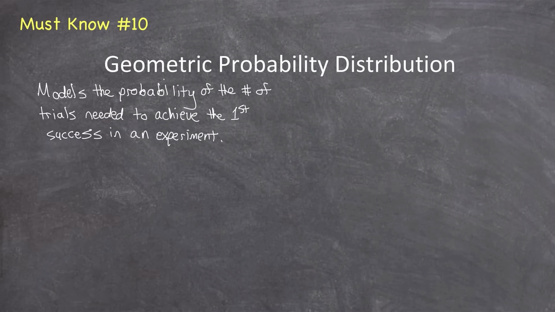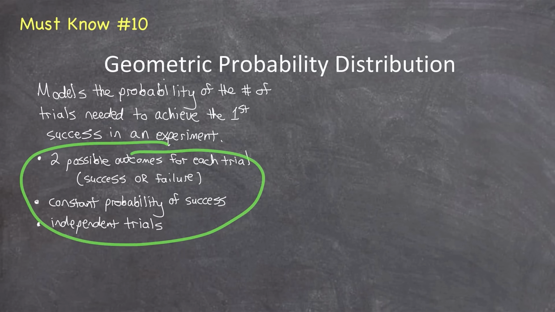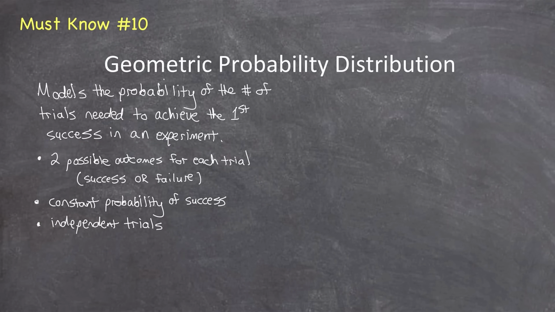There can only be 2 possible outcomes for each trial, a success or a failure. There has to be a constant probability of success, meaning the trials are independent. Now, even though it shares all 3 of these conditions with a binomial experiment, our variable of interest is different. We're not finding the number of successes in a fixed number of trials. We're instead finding out how many trials we need to do until we get the first success.